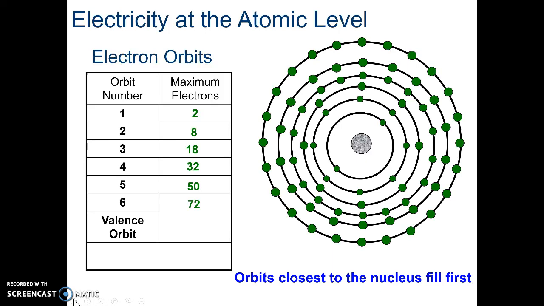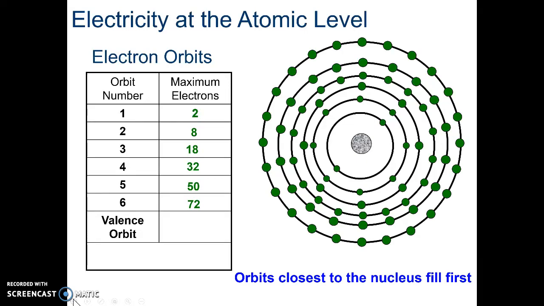We know that there's a pattern to follow going outwards from the center. The number of electrons in the outer shell goes from 2 in the first orbit to 8, 18, 32, 50, 72. You just need to know how to find these if you need to find them later.